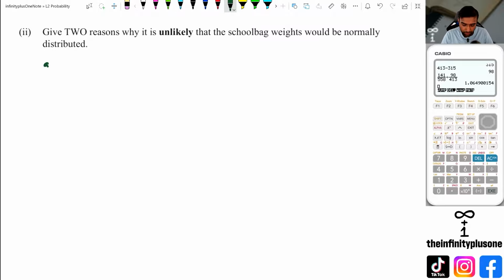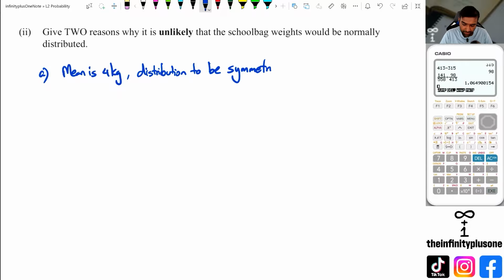There's a few points here that you need to consider. So the first thing is, your mean is 4 kgs. Your mean is 4 kgs, but if you want the distribution to be symmetrical, because normal distribution is symmetrical, you need negative weights, which is not possible. Negative weights for bags.